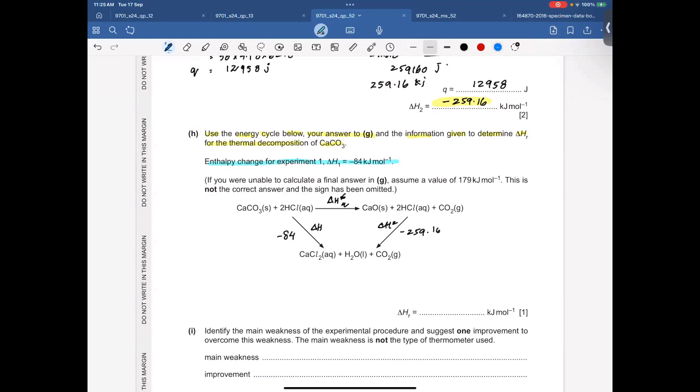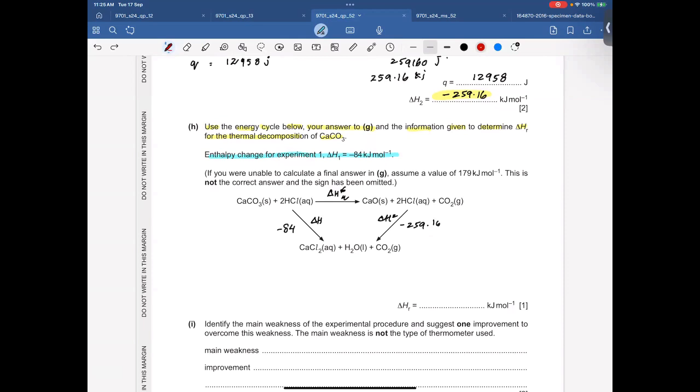259.16. So what I can do is make an arrow in the clockwise direction. Obviously, this value is going to be positive because it matches the clockwise rotation. This value is also going to be positive because it matches the clockwise rotation. So minus 259.16. This value is going to be negative because it does not match the clockwise direction. So it's minus 84 equals 0. Then delta H R, the enthalpy change of reaction, is minus 259.16 plus 84 equals 0.